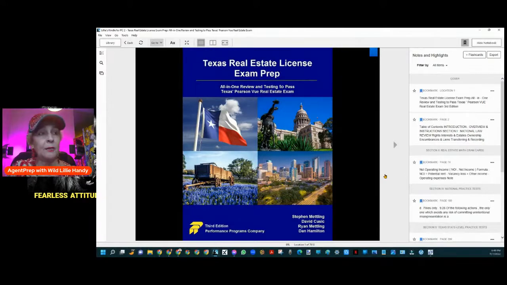And it's not because I like it only. I've had other students recommend it from other states. So the national portion is going to be about the same, and then it's state specific.